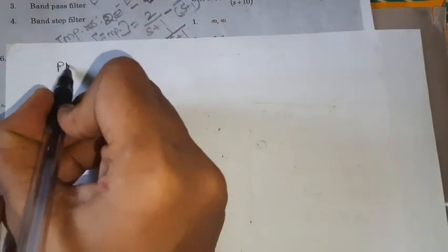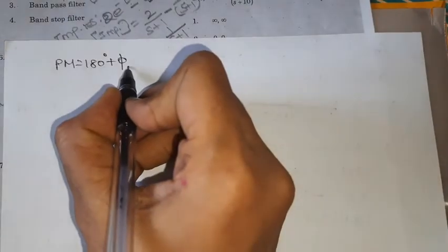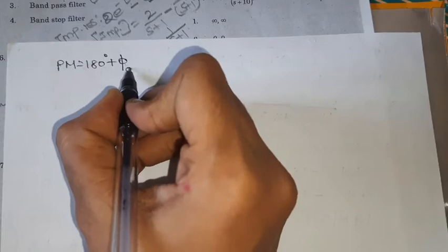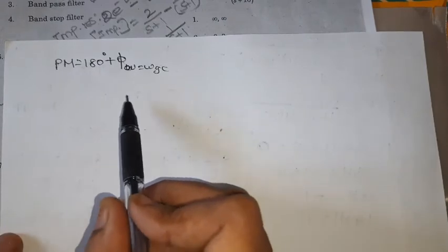Next, what is the phase margin? How to find out the phase margin? What is the phase margin formula actually? Phase margin is nothing but 180 degrees plus phi. Phi is nothing but the phase value at omega equal to omega GC. Phi GC is the phase value at gain crossover.